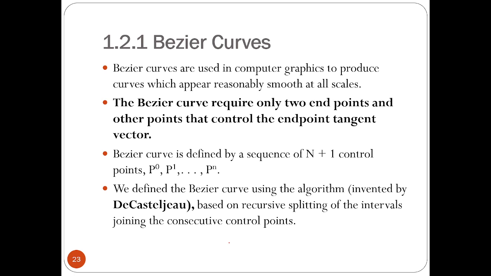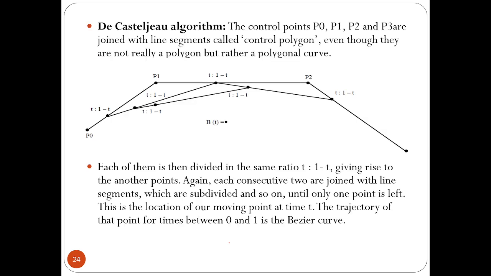The Bezier curve requires only two endpoints and other points that control the endpoint tangent vectors. A Bezier curve is defined by a sequence of n plus 1 control points P0, P1 and so on to Pn. We define the Bezier curve using the algorithm called de Casteljau, based on the recursive splitting of the intervals joining consecutive control points. In the de Casteljau algorithm, the control positions P0, P1, P2 and P3 are joined with line segments called the control polygon, even though it is not really a polygon but rather a polygonal curve.